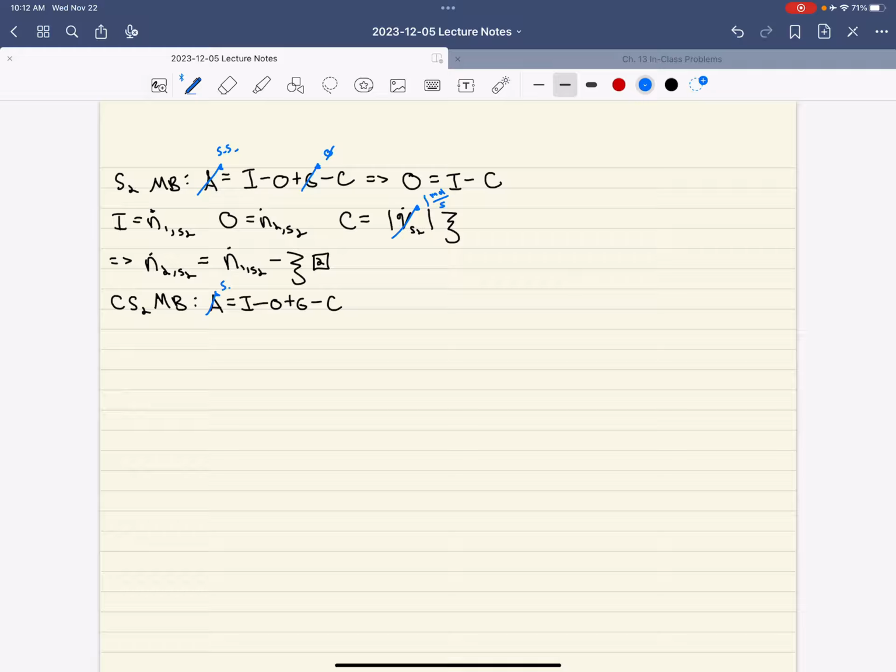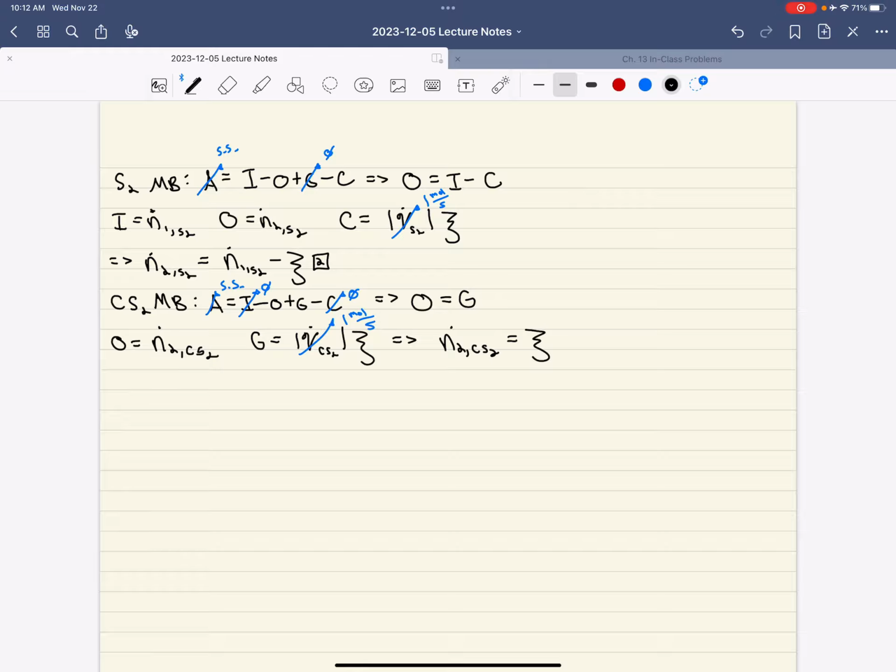Steady state. It's being generated, but it's not being consumed. Also, we don't have any input. So the output is just equal to the generation. Output will be N2CS2. Generation will just be the magnitude of the stoichiometric coefficient times psi. This one's also 1 mole per second. Okay? So we find that N2CS2 is equal to psi.